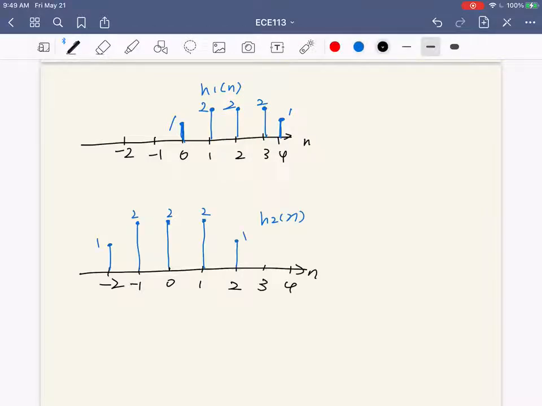Cool. So you see that it is symmetric, right? The h of 0 matches h of 4. The h of 1 matches h of 3. And this is the center. So we know that it is symmetric, but it is symmetric across 2. What does it mean? It means the delay is 2. And from the symmetric property, we know that it has a linear phase.